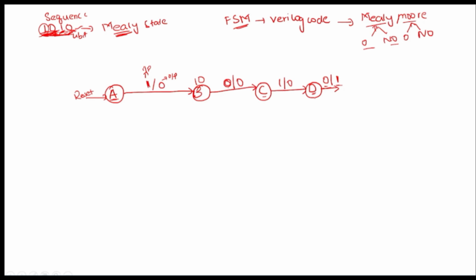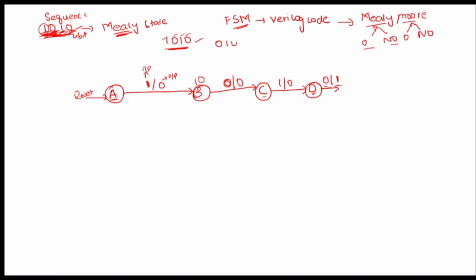So these are all the true cases. When A receives 1, it moves to B. When B receives 0, it goes to C. When C receives 1, it goes to D. This is the case when your sequence is just 1010. You have designed the state machine for 1010, and the input that you are giving is 1010, so all true cases are given for this sequence, and it is fine.